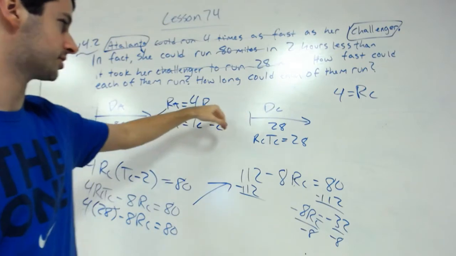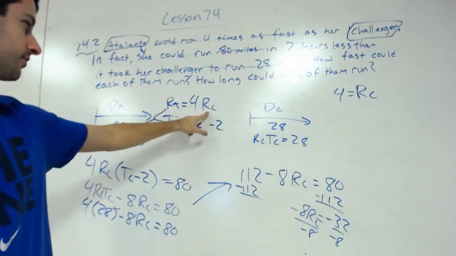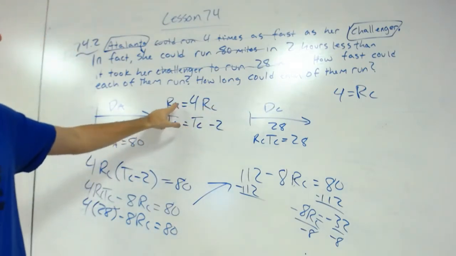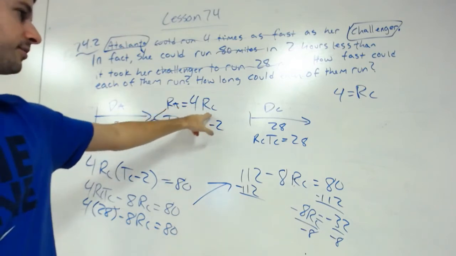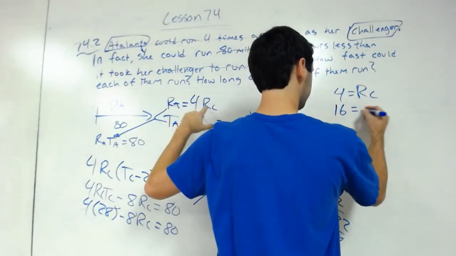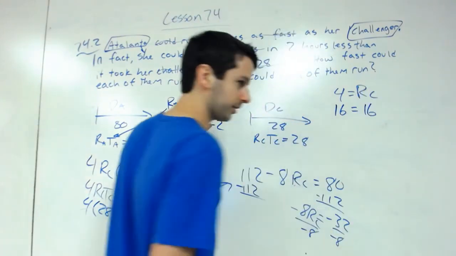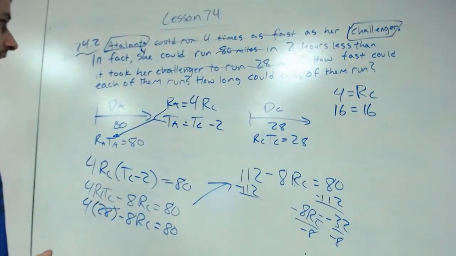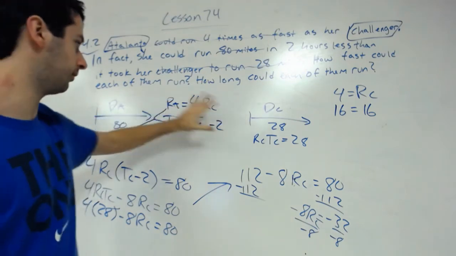Let's finish the speeds off. We know the rate of the challenger is 4. Therefore, the rate of Atlanta would be 4 times 4 when we plug that in. So the rate of Atlanta is 16 miles per hour. Then it wants to know how long. So we got the rates down.